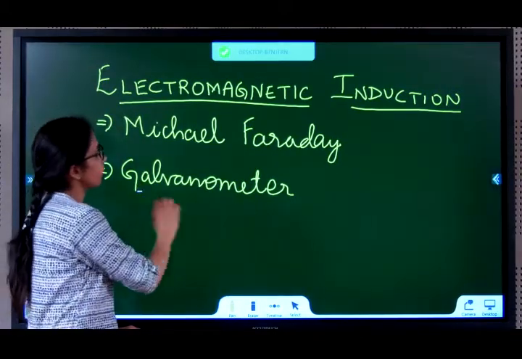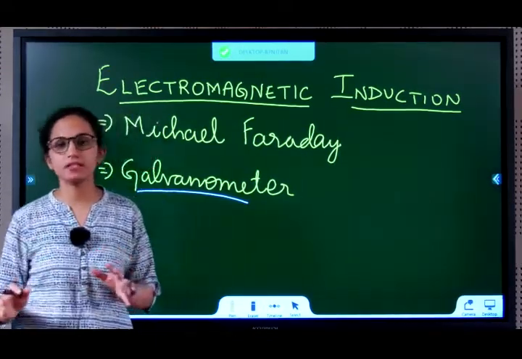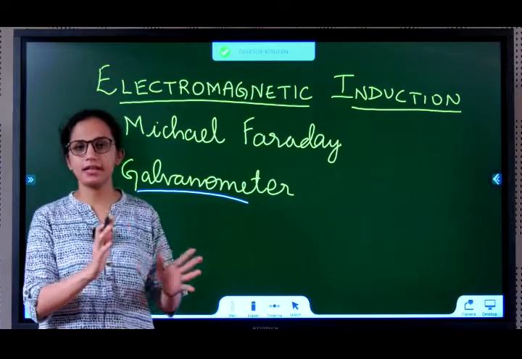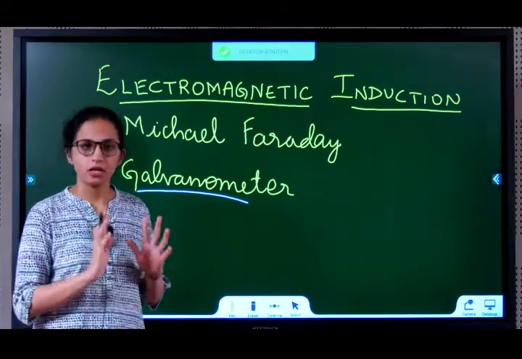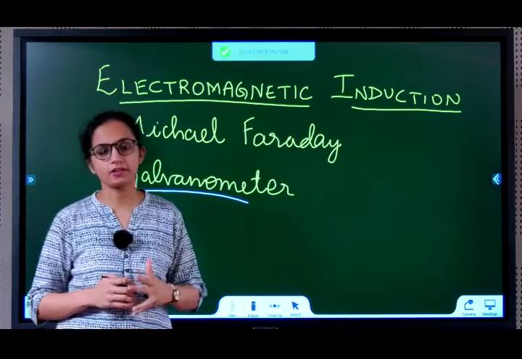Next, you need to know what a galvanometer is. A galvanometer is a device to detect the presence of current. It only tells you whether current is there or not and in which direction. So, a galvanometer is a device that is used to detect the presence of current.